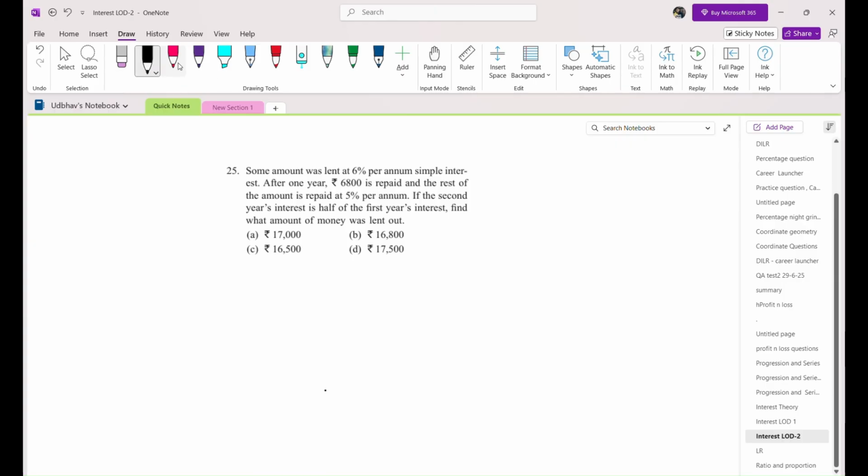Let's say the amount lent out was X. After 1 year, this amount was repaid. So after 1 year, what will be the interest? X into 6% per annum for 1 year divided by 100. That will be 6x upon 100. So this is the interest which accumulated in 1 year on this principal.